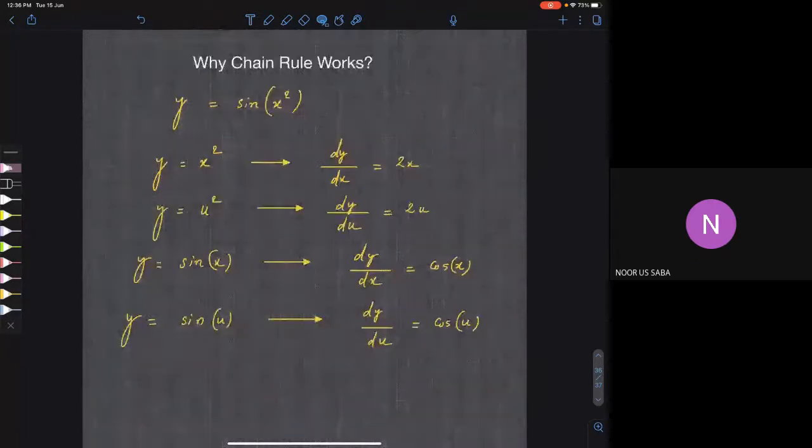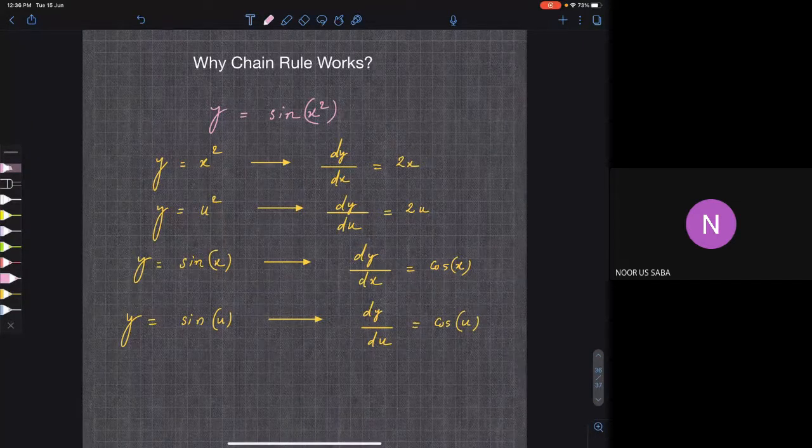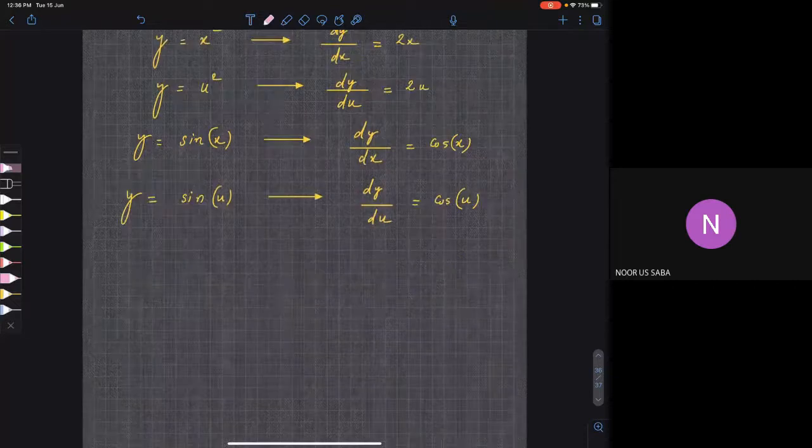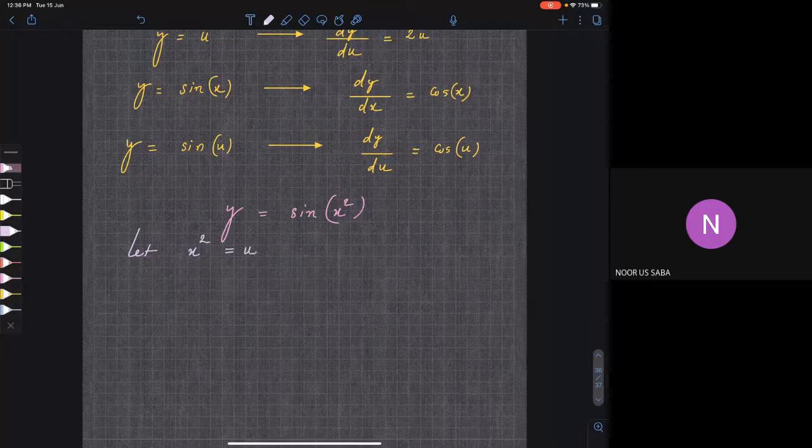Now let us solve this problem: y equals sine of x squared. I wish to calculate the derivative of y equals sine of x squared. Okay, let us continue. So y equals sine of x squared. Now let x squared be equal to u. Then what will y be equal to?